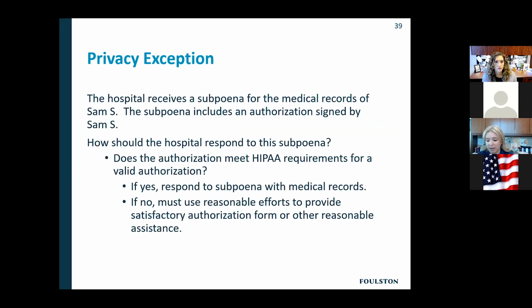And then the next one, and this one to me is very important because we see it a lot. Hospitals, clinics, physicians, you receive subpoenas for medical records all the time. Sometimes it's from law firms, sometimes it's workers' comp, sometimes it might be some other type of malpractice litigation, but you receive these subpoenas, and sometimes they come with an authorization, and sometimes they don't. For purposes of our fact pattern, the hospital did receive a subpoena and included an authorization that was signed by Sam. So what do you do? Should the hospital respond to the subpoena?